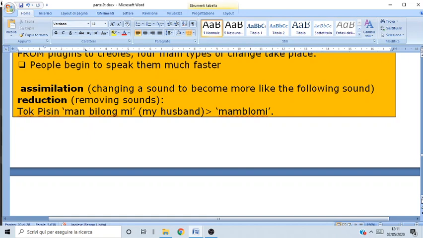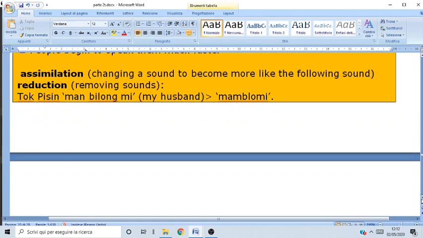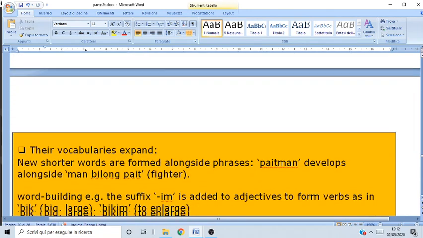And we looked at the case of Tok Pisin with "man belong me," my husband. That becomes "mam belong me," where the N becomes an M because it's influenced by how you pronounce a B. Okay? If you haven't taken the general linguistics course yet, that's fine. It's okay. You can just describe it the way I did. But just remember that both your lips are involved in the pronunciation of M and B.